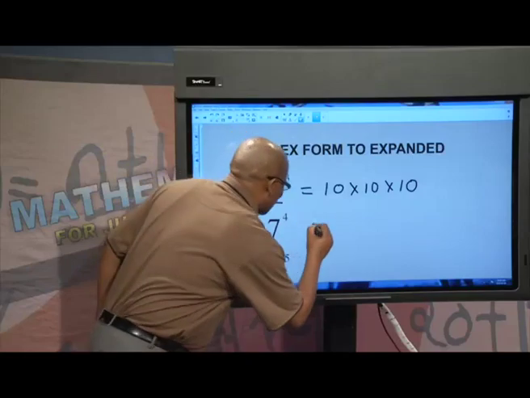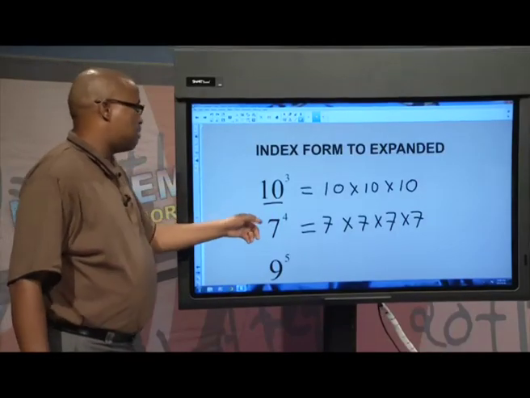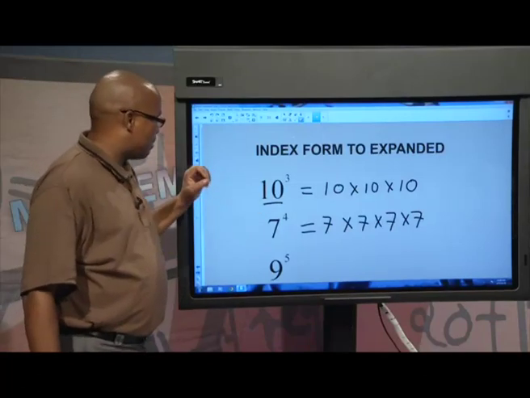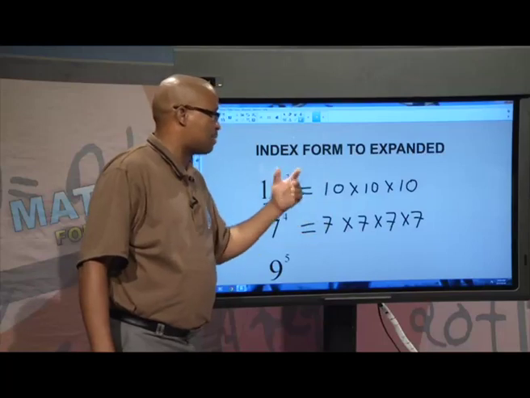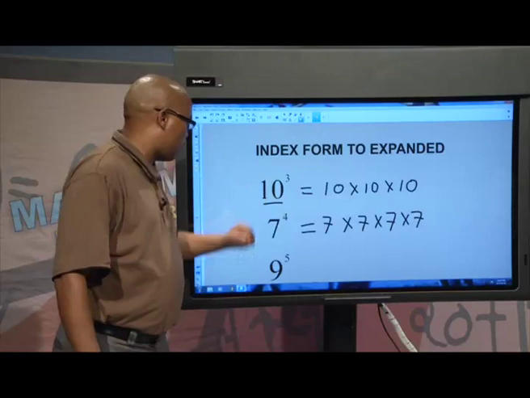Now what about 7 to the power 4? How do we change 7 to the power 4 into an expanded form? This will be 7 times 7 times 7 times 7. The power 4 here simply says multiply 7 4 times. It's not 7 times 4, no. Multiply 7 4 times. So it's 7 times 7 times 7 times 7. That's the expanded form of the index form 7 to the power 4.